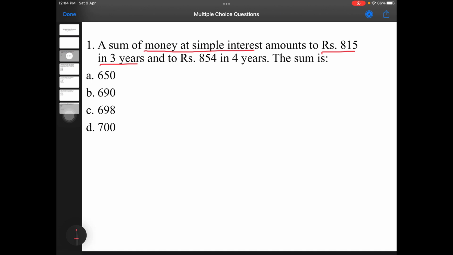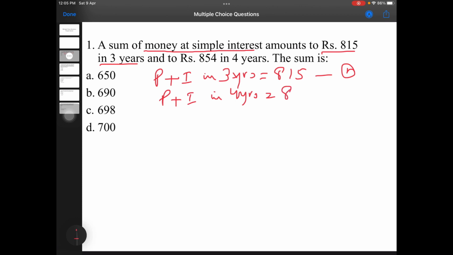What is the meaning of this? The meaning of this is it means the principal amount plus interest in 3 years is equal to 815. So let's say this is equation 1. So this is the meaning of this sentence. And the second data which is given is the amount in 4 years. That is principal plus interest in 4 years equal to 854. Let's say this is equation 2.